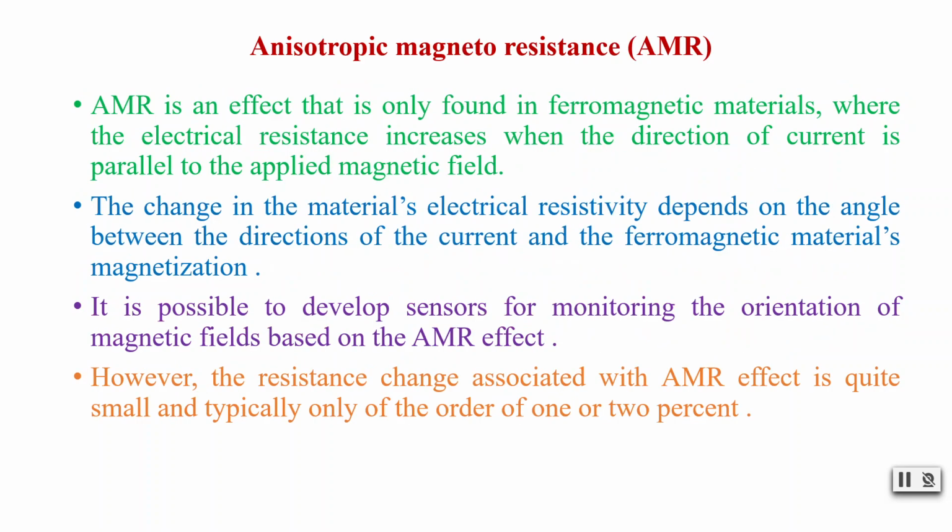Next is anisotropic magnetoresistance. AMR is an effect found only in ferromagnetic materials, whereas other types of magnetoresistance like GMR and TMR, that is giant magnetoresistance and tunnel magnetoresistance, can be seen in other types of materials also.